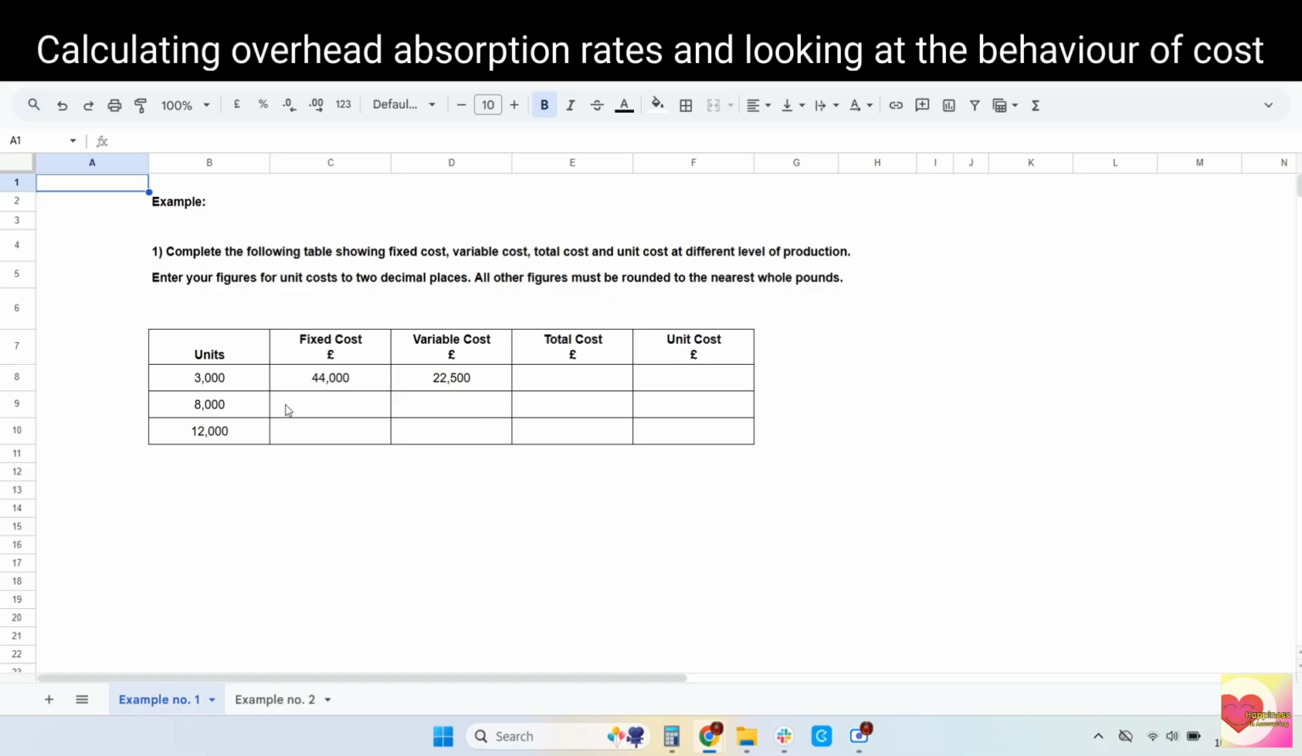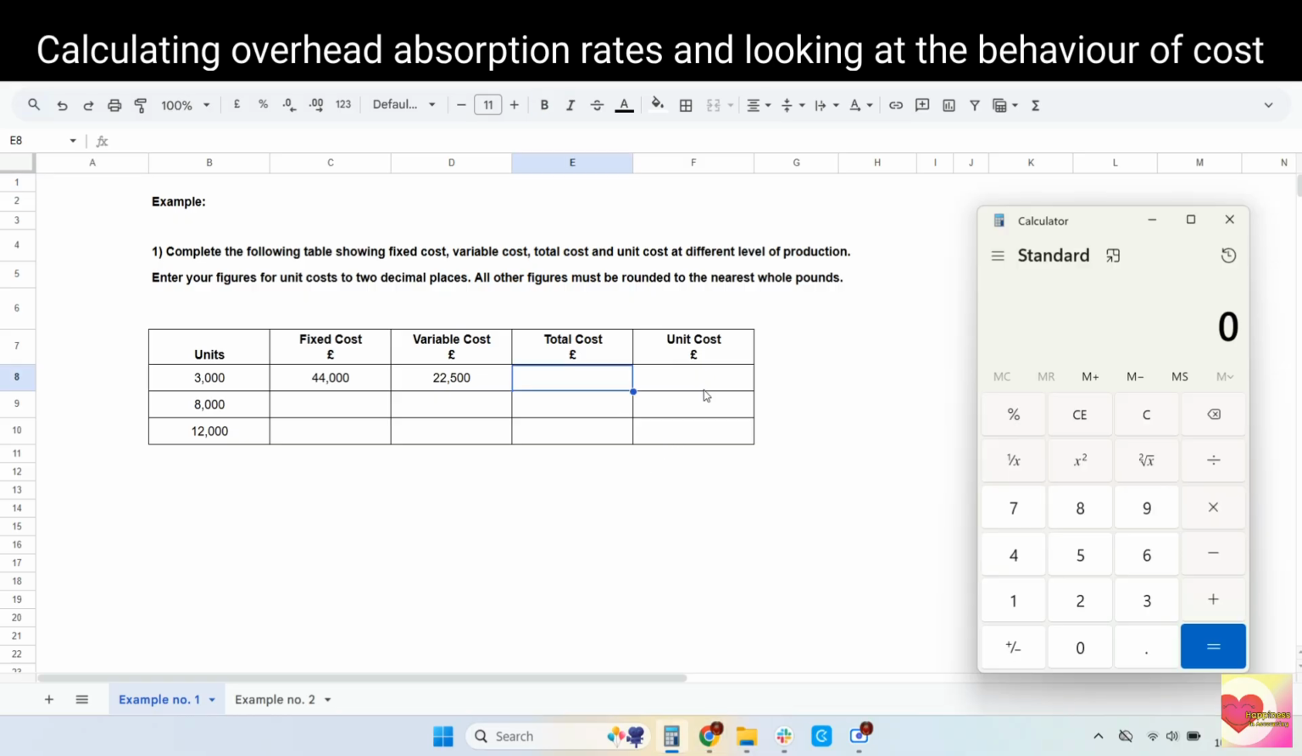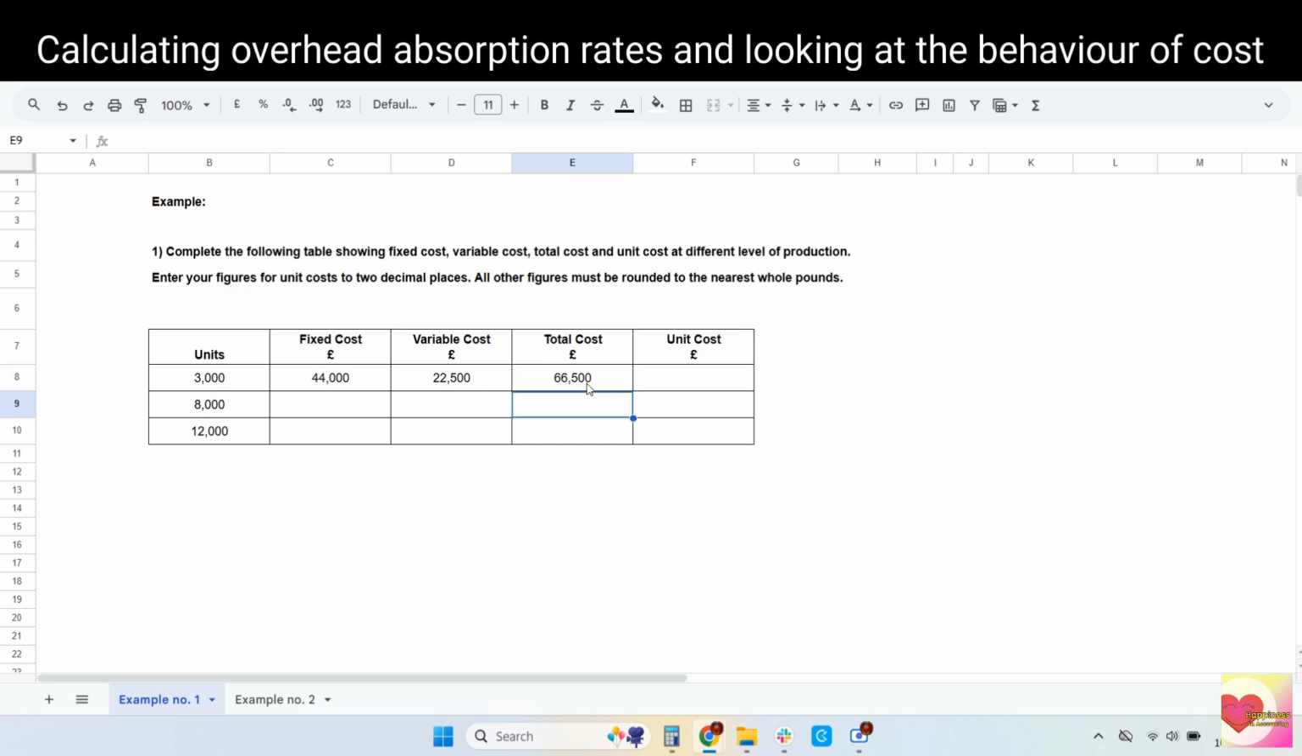We have 3 different numbers of units, and we have to find out the fixed cost and variable cost, which are costs by behavior, and the total cost and unit cost. Let's start with the 3,000 units. We have the fixed cost and variable cost, so let's go to the total cost, which is the total of these two. So 66,500 is our total cost.